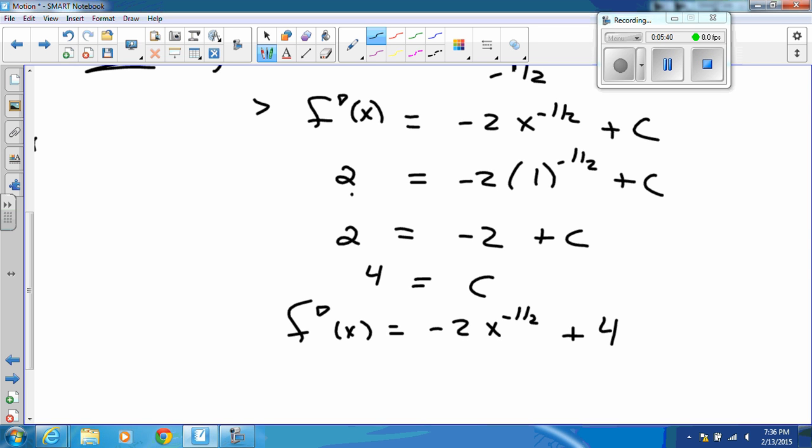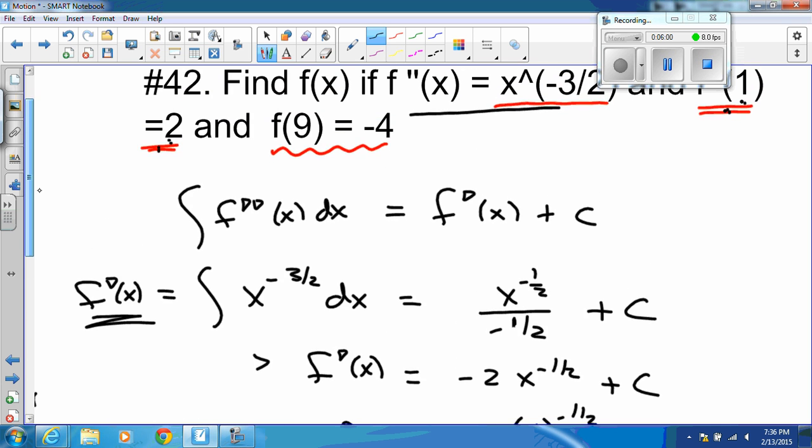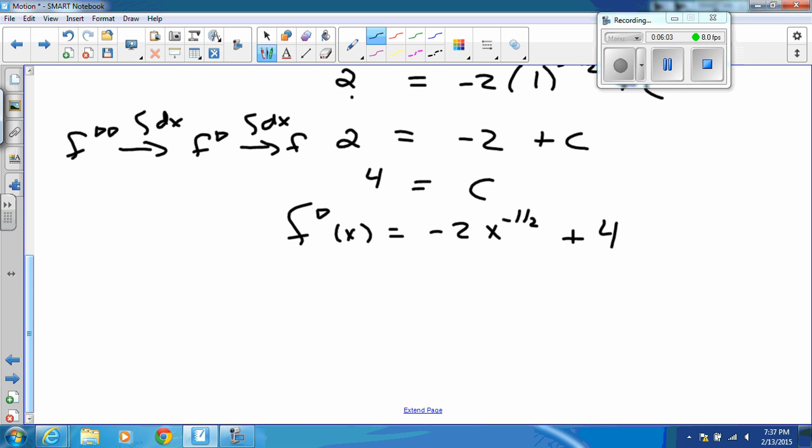So one integration step takes me backwards one derivative. I started at f double prime, I integrated, and I landed at f prime. Well, you know where this is going. If I integrate again, then I'm going to get f directly. And in fact, that's exactly what we do. Since I have f prime is equal to this, I can say that f of x is the antiderivative of f prime.